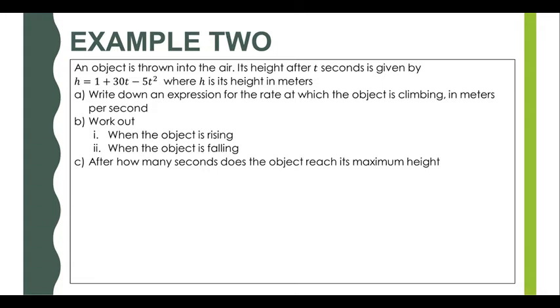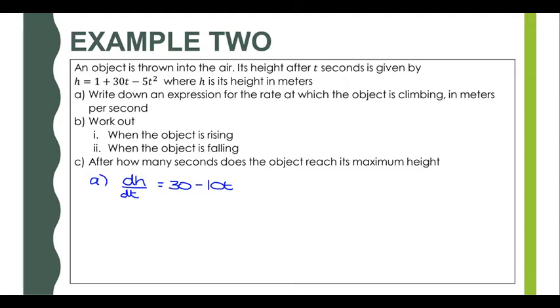So for part A, we're asked to find the rate at which the object is climbing, so the rate at which its height is changing. So we differentiate our function of h with respect to t, so dh over dt is equal to 30 minus 10t. For part B, we're asked to work out when the object is rising and when it's falling. If the object is rising, then dh over dt, the rate at which its height is changing, would be greater than 0, and when it's falling, dh over dt would be less than 0.